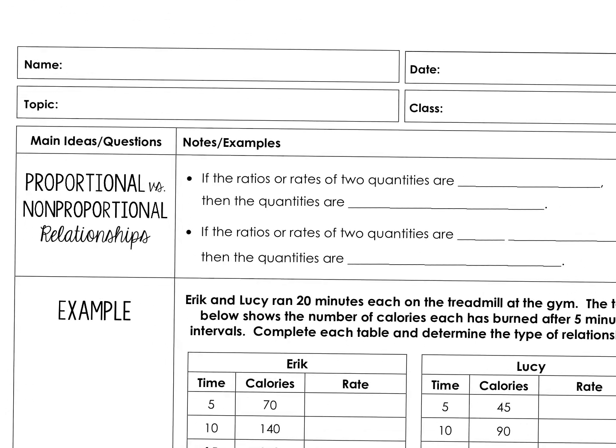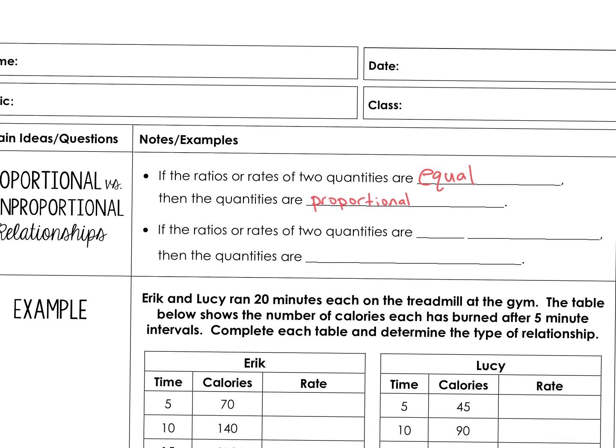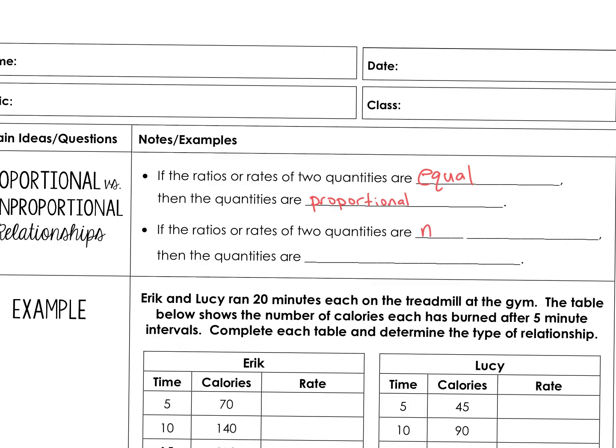If the ratios or rates of two quantities are equal to one another, then the quantities are proportional. If the ratios and rates of two quantities are not equal, then the quantities are not proportional.